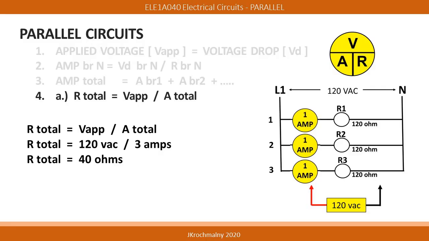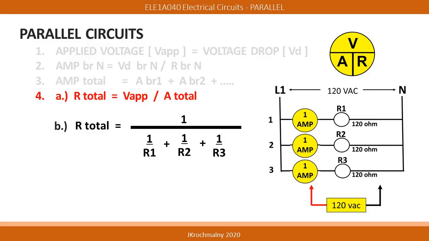The calculation of total resistance in parallel circuits can be done 2 ways. The easiest way is to observe Ohm's law for discovering total resistance by taking the applied voltage and dividing this by the total amperage. In this example, we see an applied voltage of 120 volts AC divided by a total amperage of 3 amps. Doing the math, we see that the total resistance calculates to be 40 ohms, even though we have 3 loads, each measuring 120 ohms, wired in parallel.